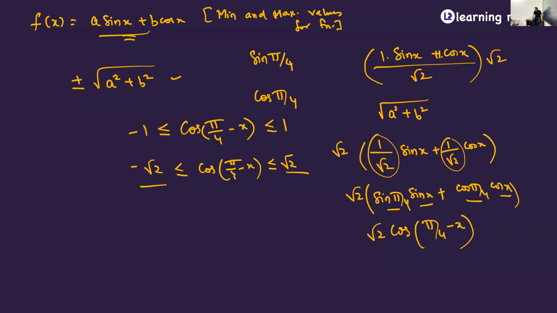So can someone summarize what are we supposed to do? Without the whole process, if they give you a sin x plus b cos x, how will you find the maximum and minimum value? Find root of a square plus b square, add a prefix of plus or minus. Plus is maximum value, minus is minimum value. That's it.